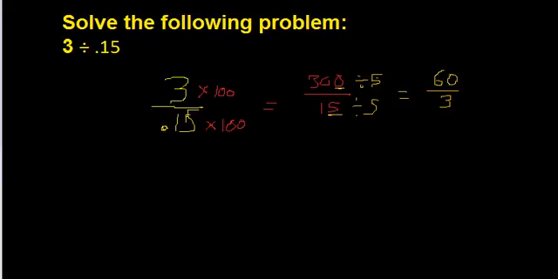So if I divide each one by 3, I'm left with 60 divided by 3, which is 20, and 3 divided by 3, which is 1. And so our answer is 20 over 1, or 20. So if we look back at this original problem, 3 divided by 1500ths, that gives us 20.